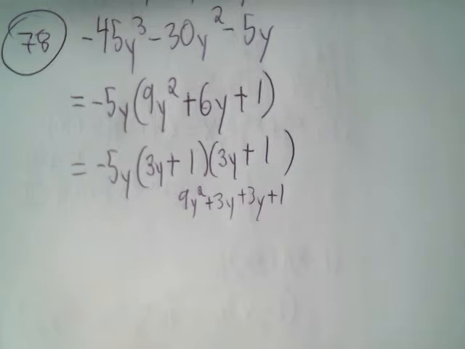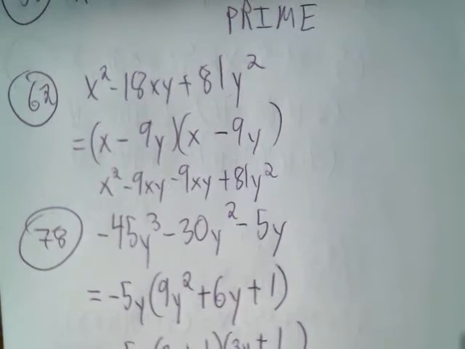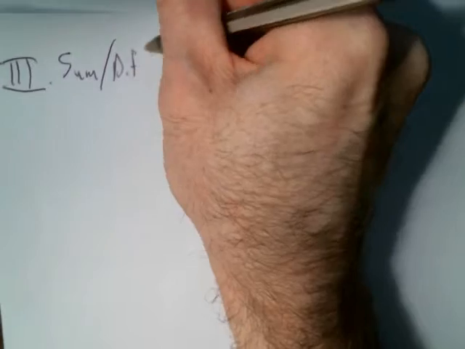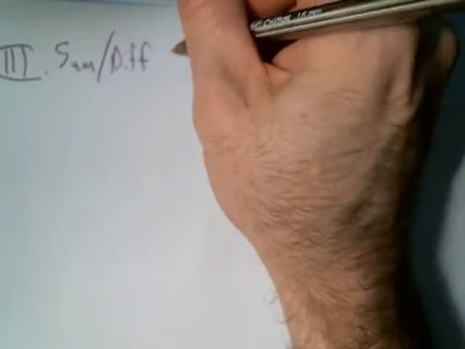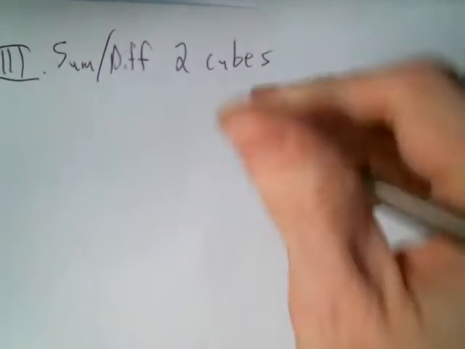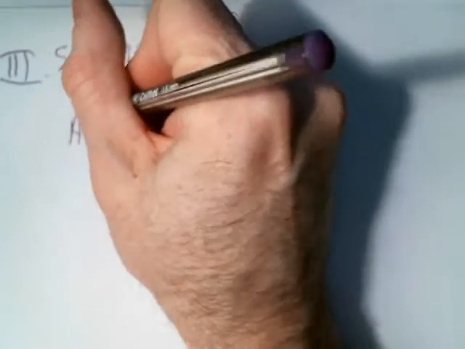Okay, the last form is the sum and difference of cubes. Let's take a look. These formulas you generally have to memorize. So sum and difference, I'll abbreviate difference, DIFF, of 2 cubes. Okay, so let's look at the forms first.